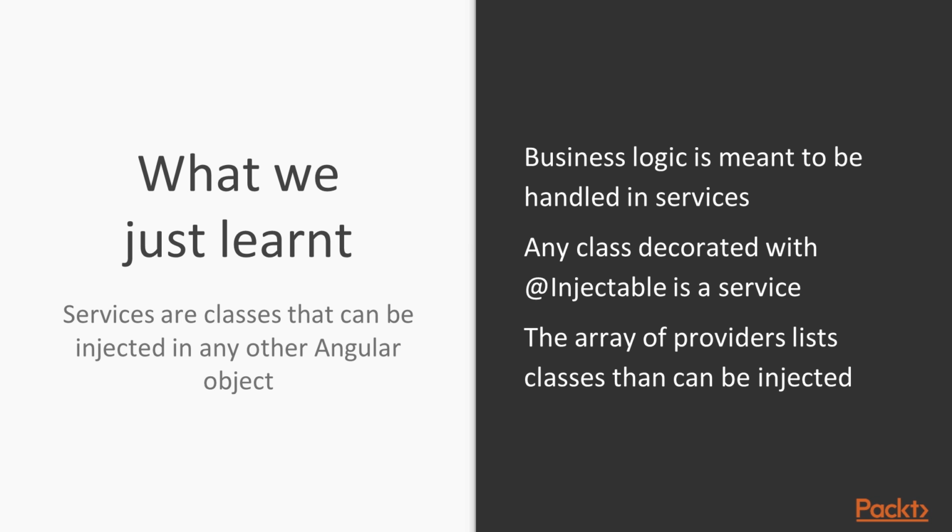So every time there is something complex that has to be done, instead of doing this in a component, we're going to do it in a service, which means this behavior is refactored in there and can be reused by many different classes. In order to turn a class into a service, we use the @injectable decorator. And finally, the array of providers is a list of classes that can be injected.